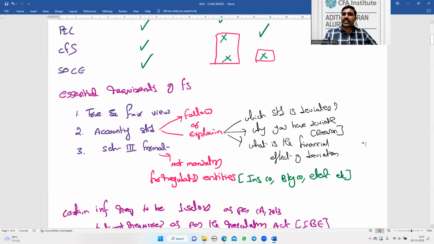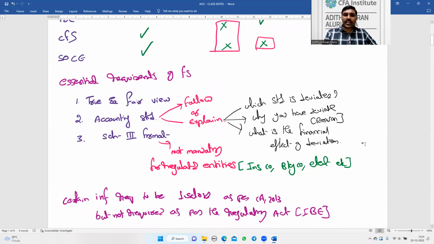Essential requirements of financial statements: normally they have to reflect true and fair view, accounting standards, and Schedule 3. Accounting standards, you have an option, either follow or explain. If you did not follow, you have to write which standard is deviated and why you have deviated, the reason, and what is the financial effect of deviation. Schedule 3 format is not applicable for regulated entities: insurance, banking, and electricity entities.